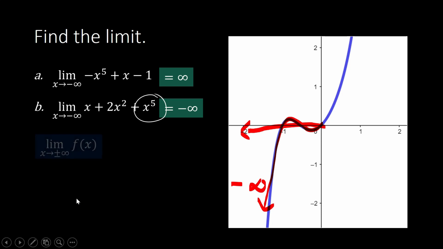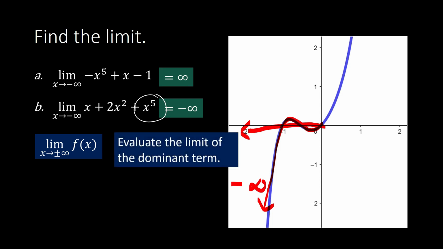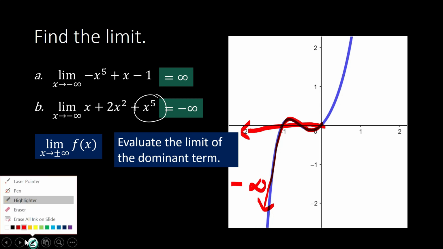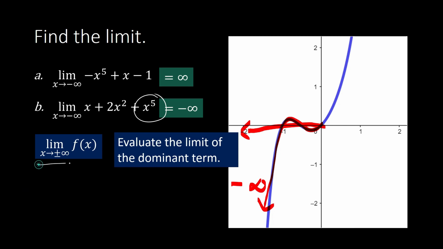So, when you are evaluating polynomial functions as x approaches infinity or negative infinity, what you do is you pay attention only to the dominant term. And the dominant term is the leading term. And it is the dominant term that will most significantly affect the direction or behavior of your function as x approaches infinity or negative infinity.